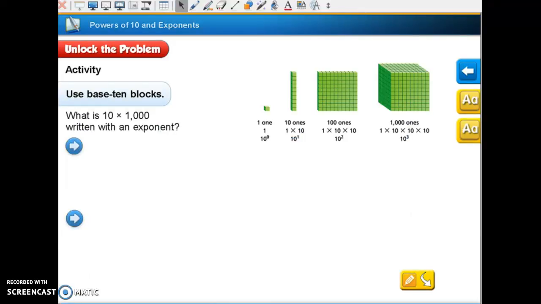So here we go. It says use base 10 blocks. What is 10 times 1,000 written as an exponent? In other words, how many times do you have to multiply 10 to get to 1,000? How many times do you have to multiply 10 to get to 1,000?